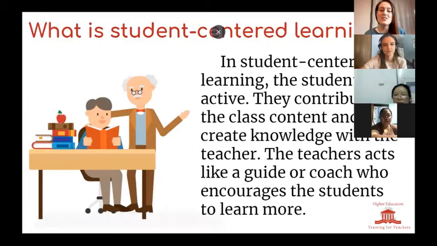So in student-centered learning, the students are active. Last week we talked about active learning. So again, you could relate student-centered learning to active learning. Very similar kind of ideas and concepts. They contribute to the class content and create knowledge with the teacher. So it's not just the teacher to the student, but it's together. The teacher acts like a guide or a coach who encourages the students to learn more, or kind of like a facilitator instead of just a teacher telling them information.